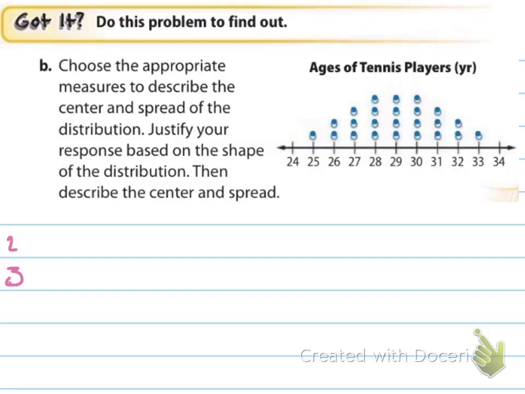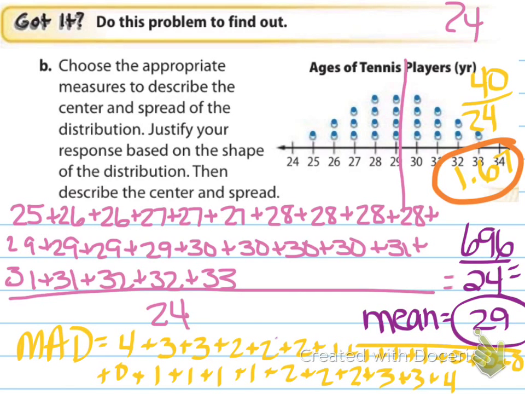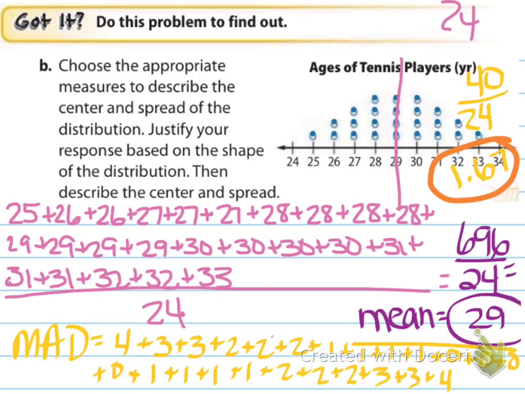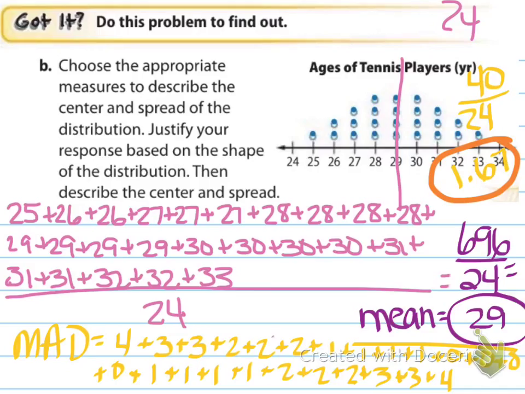So mean was the appropriate one. I don't know if you guys realized that or not. And so here's all my work. First and foremost, I had to add together all of my values. So to find the mean, we add up all our values, which I wrote out here. Then I figured out the mean absolute deviation by finding the difference between the mean, which was 29, and each of these values individually. So 29 minus 25 was 4, then 3, then 3, then 2, 2, 2.